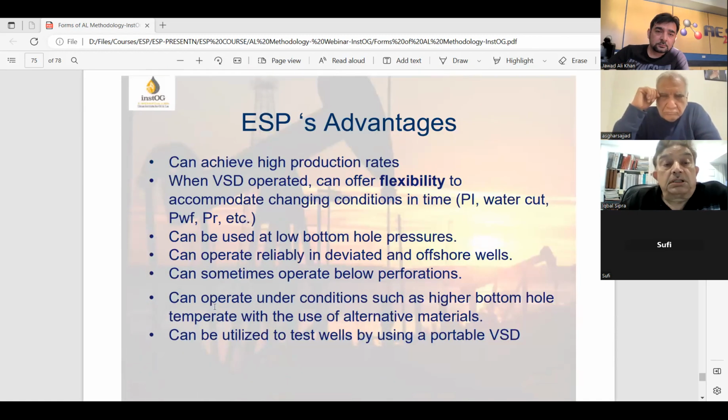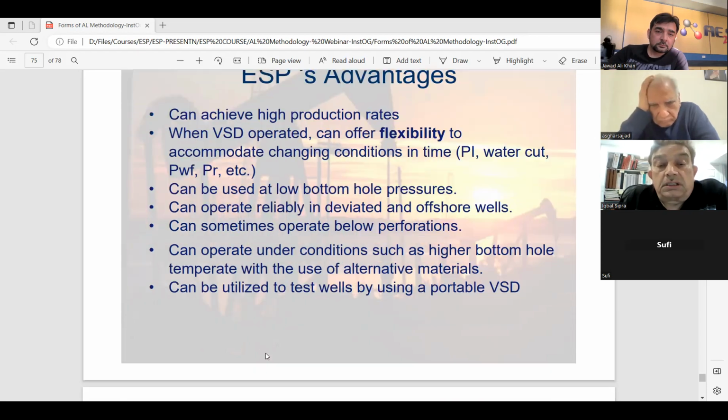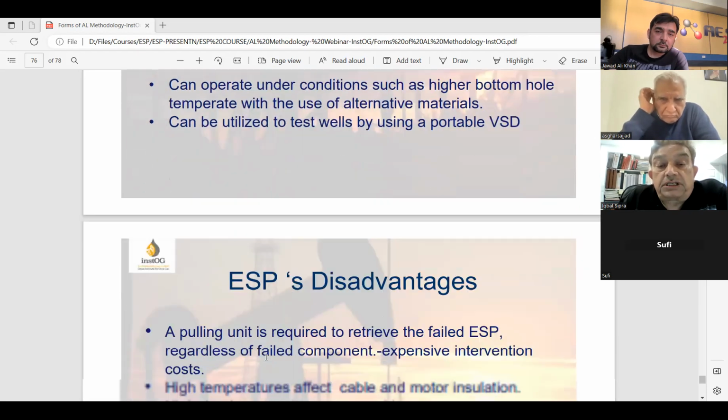The ESP advantages: it can achieve high production rates. When operated with a VSD it can offer flexibility to accommodate changing conditions. It can be used at low bottom hole pressure, can operate reliably in deviated and offshore wells, can sometimes operate below perforation, can operate under conditions such as higher bottom hole temperature with the use of alternative materials, and can be used to test wells by using a VSD.